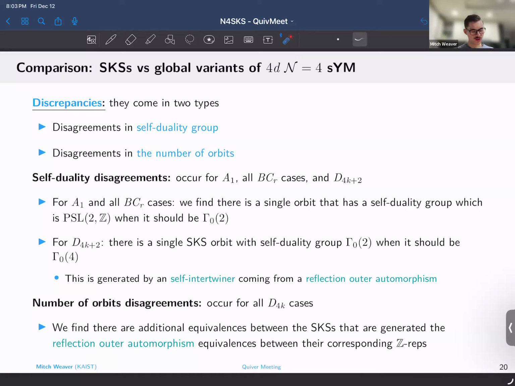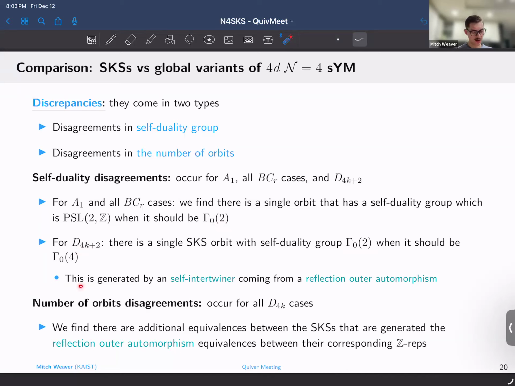And in the former two, the A1 and the BCR cases, the discrepancy was there's always a single SK structure orbit that has a self-duality group, which is PSL2Z, when according to RBTL, it should be gamma 02. And for the D4K+2, there was a single SK structure orbit that had self-duality group, this gamma 02 congruent subgroup, when it should have been the gamma 04.